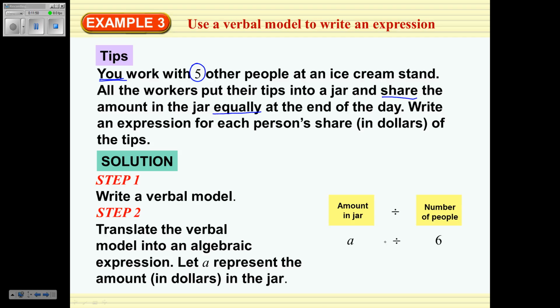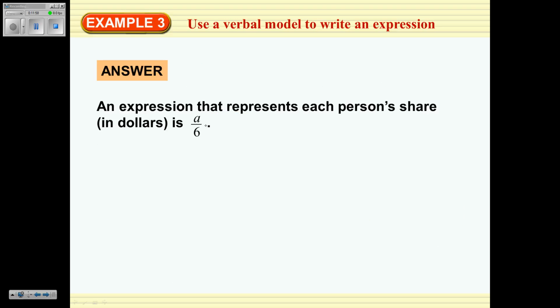So amount in jar divided by the number of people, 6. So there's our expression, and there is exactly how we should be writing it in algebra. A divided by 6. Okay, I hope you have that down on your notes. Verbal models. Now that seems like a very simplistic verbal model, but as we get into much more difficult expressions and equations, it will help to understand, write the things that you know verbally in problems. That will help you then substitute in what it is you know for each of those and what you don't know for a variable.